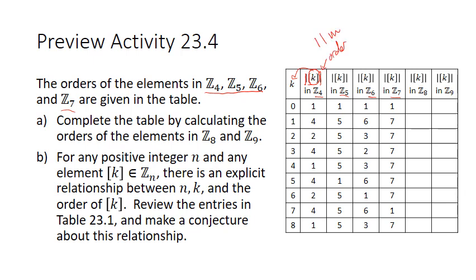Line means order. Okay, so what you need to do is part A, complete the table, and then part B, they're going to ask you to make a conjecture. So I'll ask you to pause the video and give a try at this.